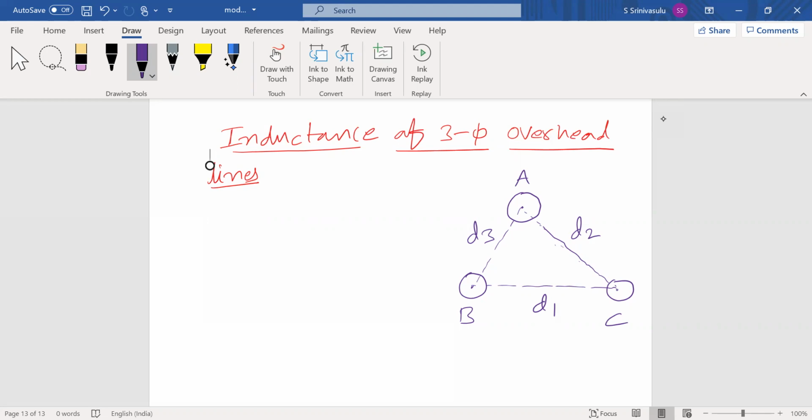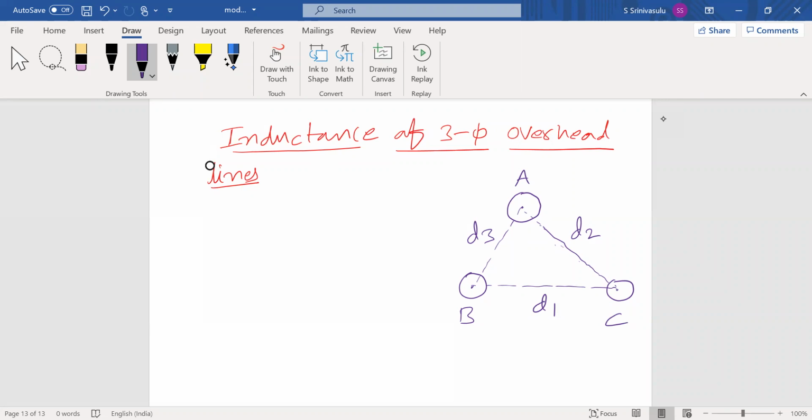Now, the distance center to center between B and C is D1. We can assume any values. I assume that the distance between the B and C conductors is D1, A to C is D2, and A to B is D3.